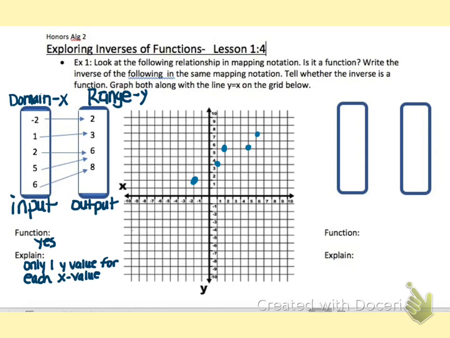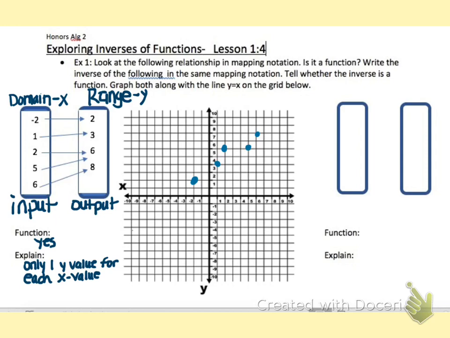Another way that you can tell if a relationship is a function is by looking at what's called the vertical line test. And you can see if you were to slide a vertical line across this graph, across the coordinate plane, if at any point that vertical line intersected more than one point on a given vertical line, then that would indicate that it was not a function. That's called the vertical line test.